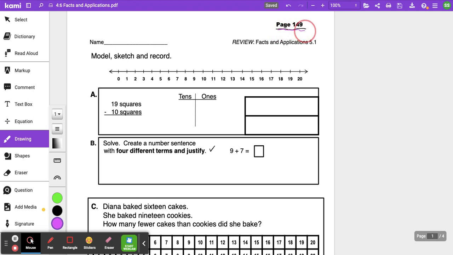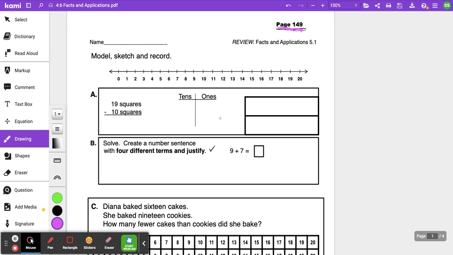Page 149. So I'm finding the page. I'm finding page 149. So we're getting ready for our Facts and Applications quiz that we're going to have after we go over these examples together. So let's start with letter A.